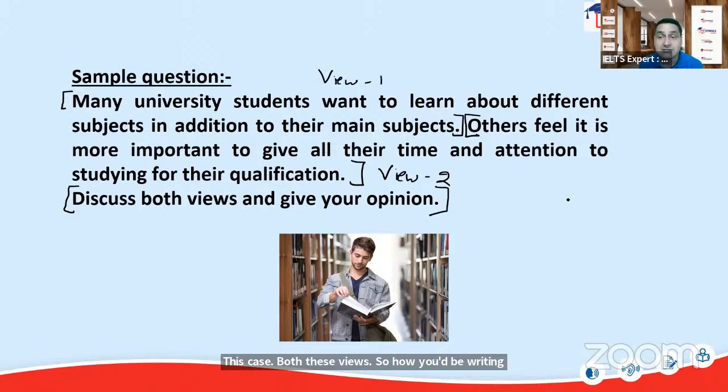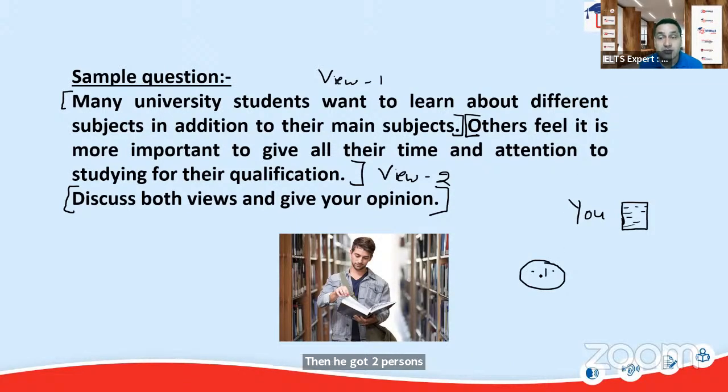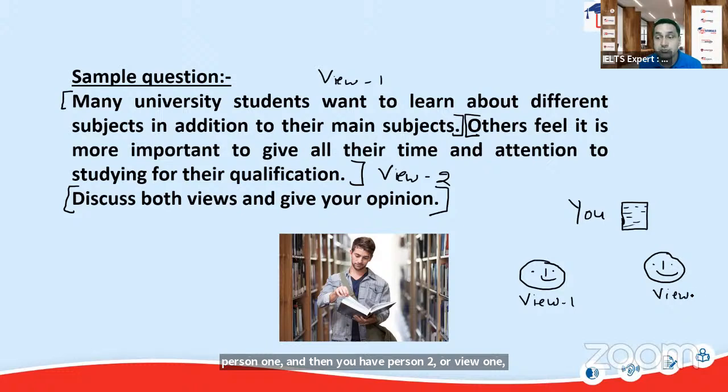So your role is like this. You are there with your answer sheet, and then you have 2 persons right before you. This is person 1, and then you have person 2, or view 1 and view 2. And that's where you are. So you are asking view 1 in body paragraph 1, what do you think, why do you hold this opinion? Then in body paragraph 2, you would ask view 2.